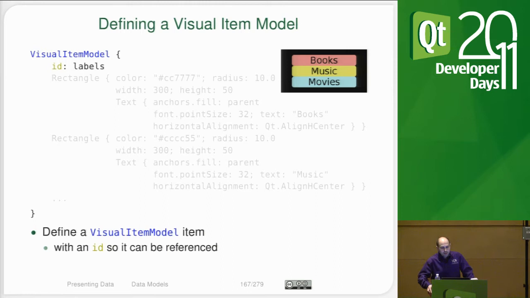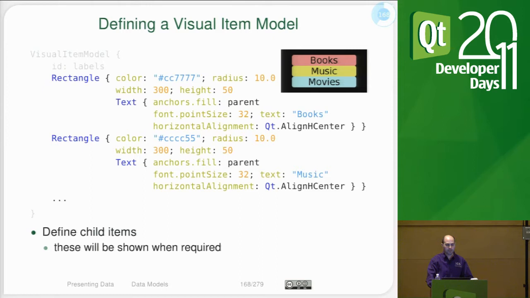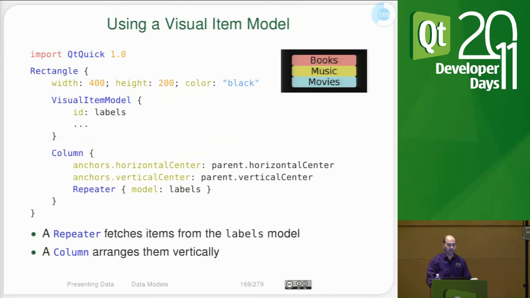So a visual item model is one where you're making a model that is going to dictate not only the data contained inside of the view, but you're actually specifying how the view is going to present that data. So here we have a visual item model called labels, which is a collection of rectangles. And we're just setting it to, you know, rectangle with a particular color, a radius, and it has a sub-element and text. It's more like writing regular QML.